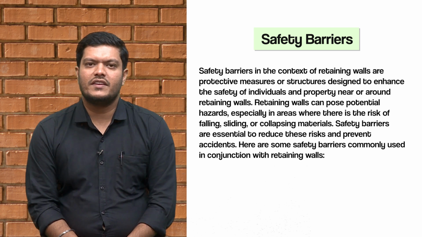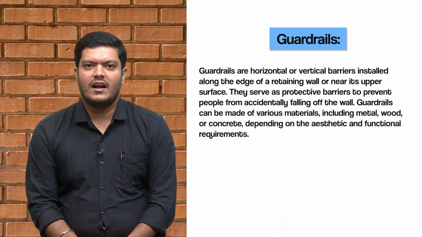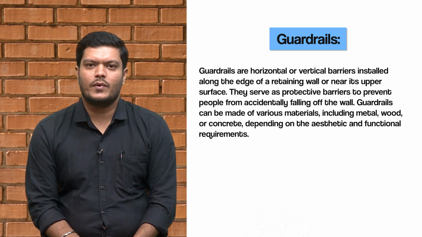These are some safety barriers commonly used in conjunction with retaining walls. Guardrails. Guardrails are horizontal or vertical barriers installed along the edge of a retaining wall or near its upper structure. They serve as protective barriers to prevent people from accidentally falling off the wall. Guardrails can be made of various materials including metal, wood, or concrete, depending on the aesthetic and functional requirements.